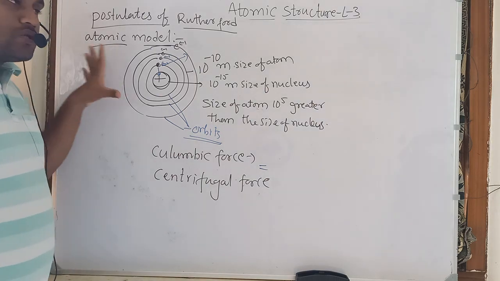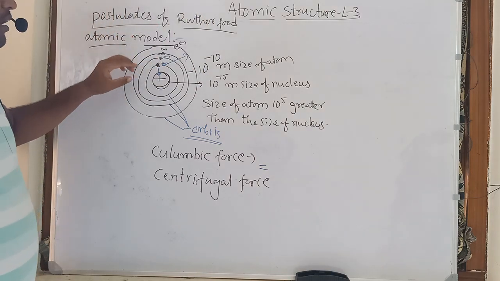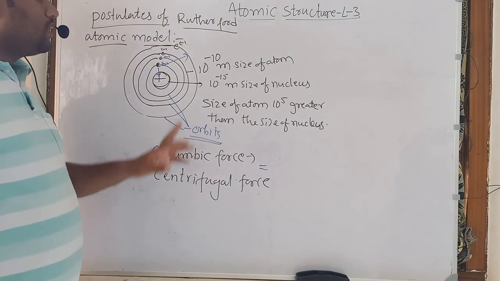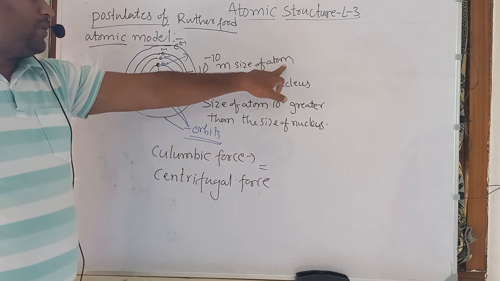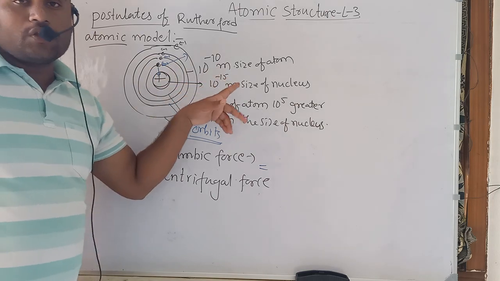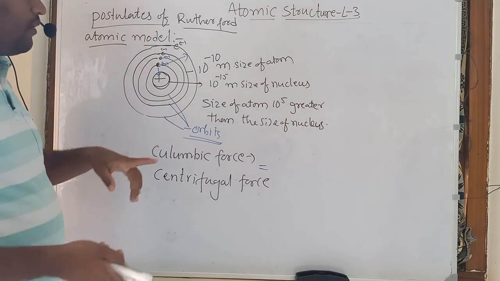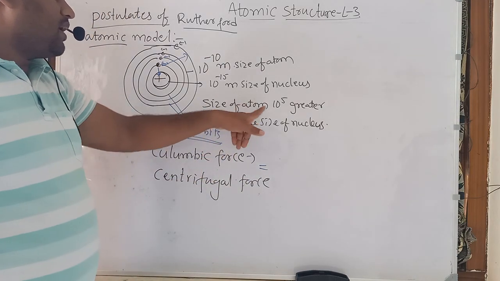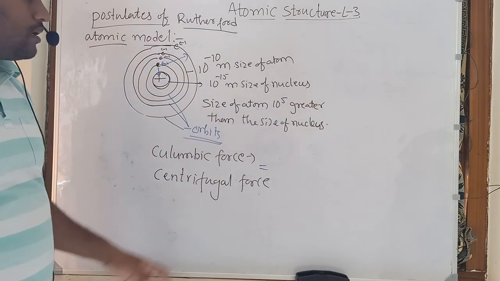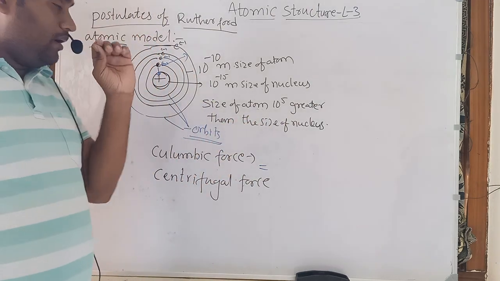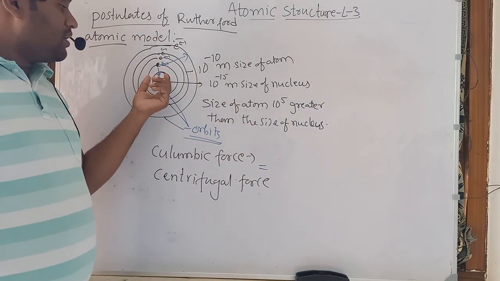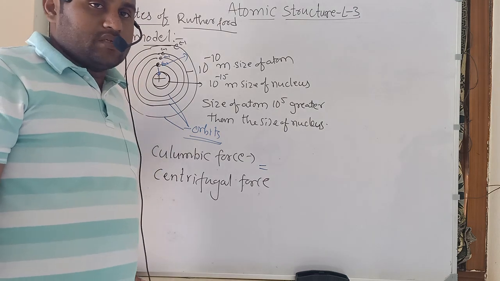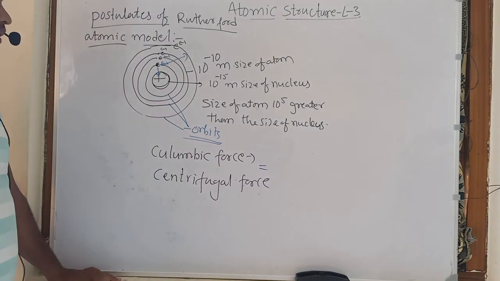So according to Rutherford, atoms have a spherical shape, and the total positive charge is present in the center of the atom, which is called the nucleus. The size of the atom is 10 to the power of minus 10 meters, and the size of the nucleus is 10 to the power of minus 15 meters. So the size of the atom is 10 to the power 5 times greater than the size of the nucleus. The number of protons in the nucleus is equal to the number of electrons revolving around the nucleus. That's why atoms are electrically neutral.